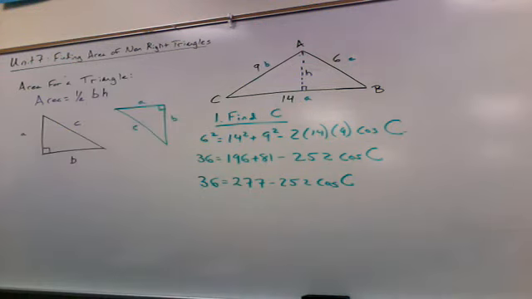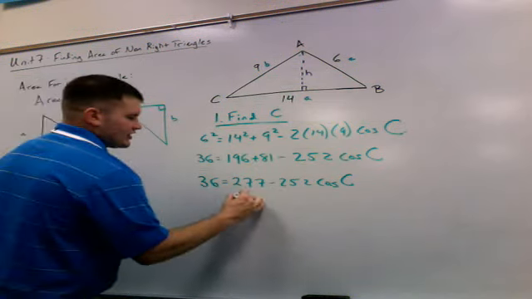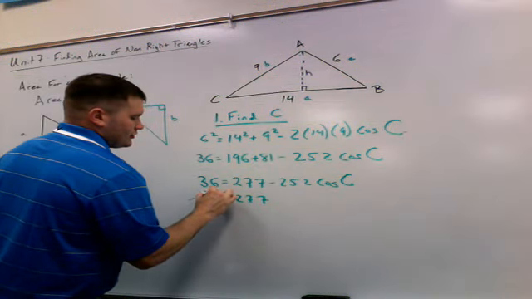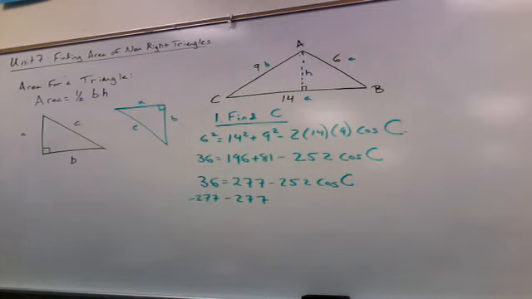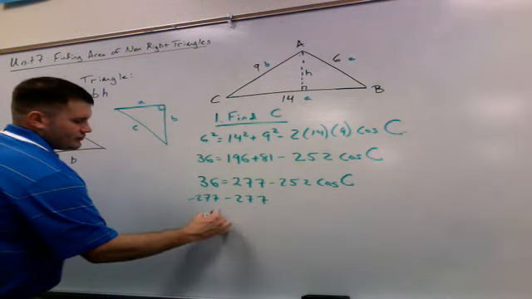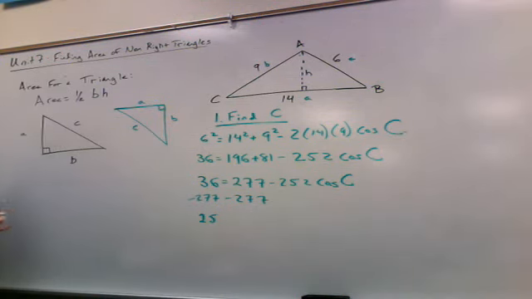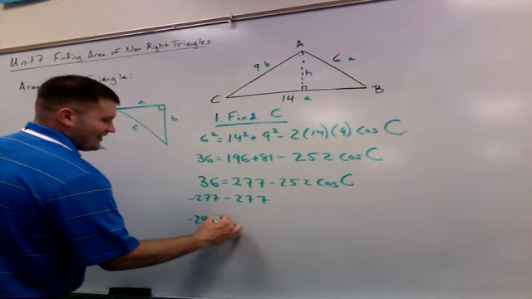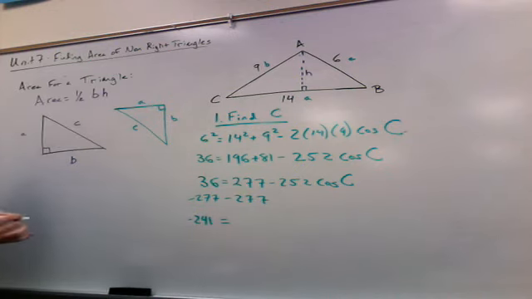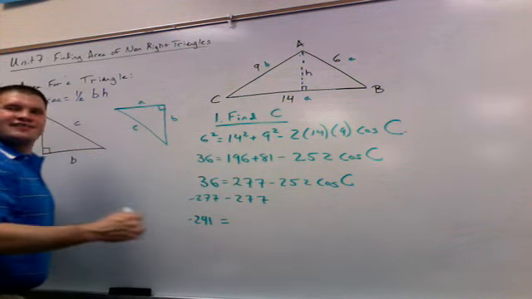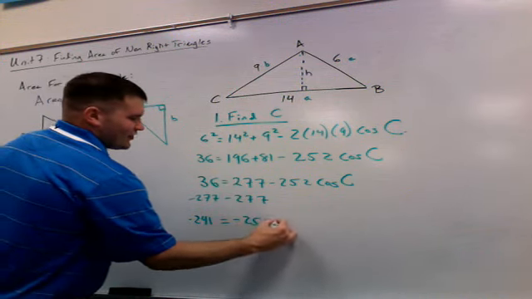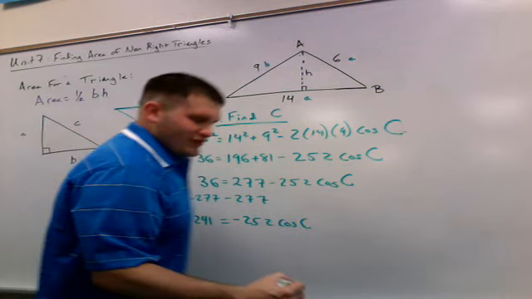Now what do we do? Subtract the 277. So 36 minus 277, what is that? Negative 241. Okay, I thought you said 277 minus 252. We can't do that because this has the C on it, right? All right, so negative 241 equals negative 252 cosine C.